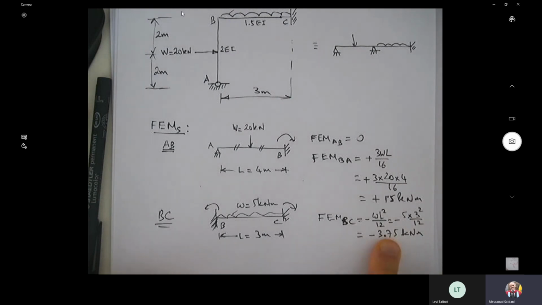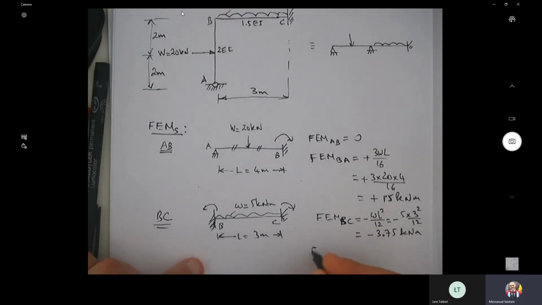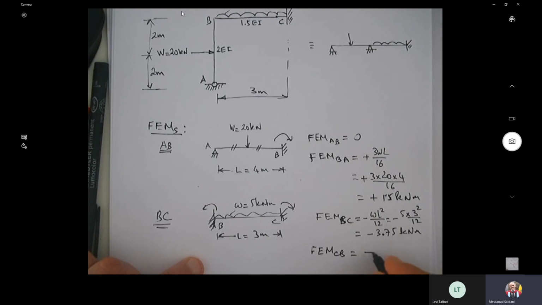I will leave 2 decimal places at this stage, until I've done my table and got the final moments in my distribution table. Then I can start rounding off, so leave your decimal places at the earliest stages, please. So the fixed end moment at CB will be exactly the same with the plus, because we have symmetry.